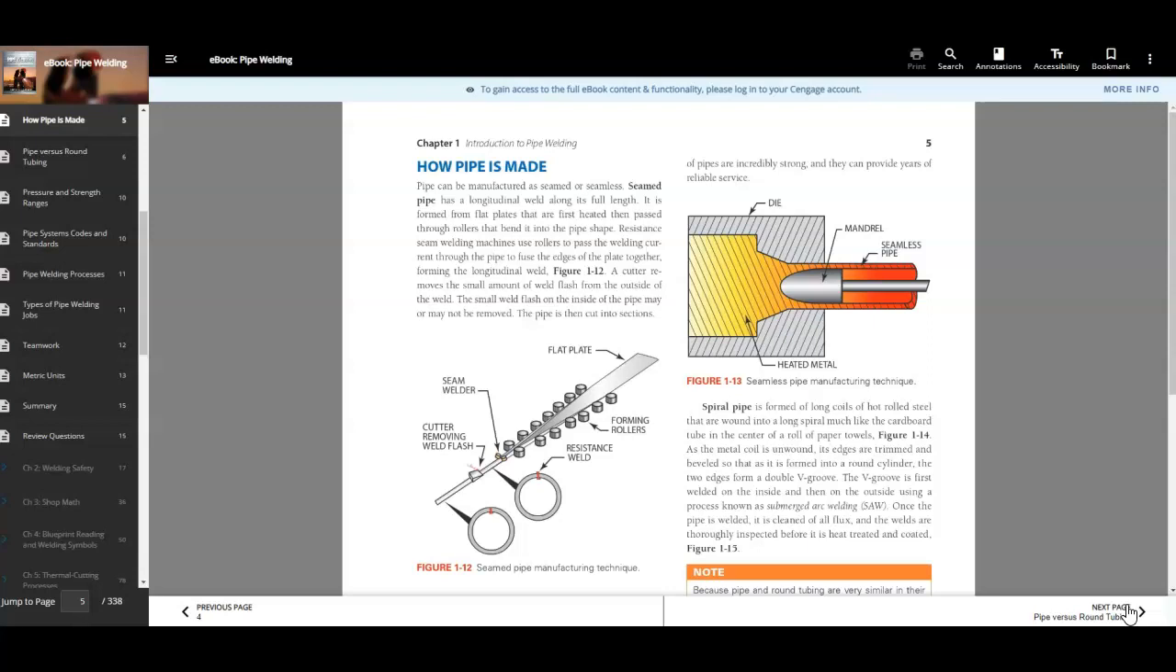Figure 1-12, seamed pipe manufacturing technique. A cutter removes the small amount of weld flash from the outside of the weld. The small weld flash on the inside of the pipe may or may not be removed. The pipe is then cut into sections.